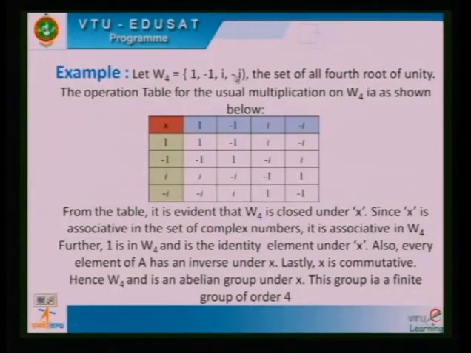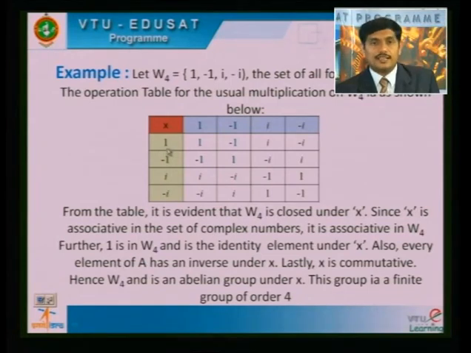Here, this is the fourth roots of unity: 1, minus 1, i and minus i. First, 1 into 1 is 1, 1 into minus 1, 1 into i, 1 into minus i. You know that i square is equal to minus 1, it is a complex number, i is equal to root of minus 1. In this we show that it is a group first. From the table it is evident that W4, all the fourth roots of unity 1, minus 1, i and minus i, are closed under multiplication. Since multiplication, as I already mentioned, addition and multiplication property itself shows the closure as well as associative. Here also it is associative in the set of complex numbers, so it is associative in W4.